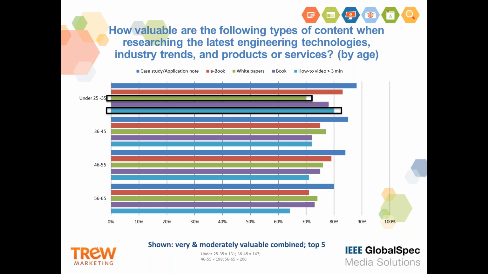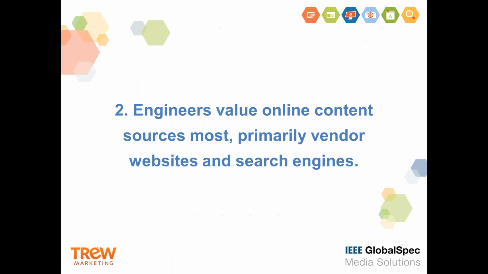So with that, let's look at the most valued content sources. So where do they go to find information? The specific question we asked was, how valuable are the following sources when seeking information on the latest engineering technologies, industry trends, and products? Consistent with previous research we've done, the most valued content sources are online. And the first two, and we've seen this across the board in the research we've done across region, across the last few years, are search engines and supplier vendor websites.